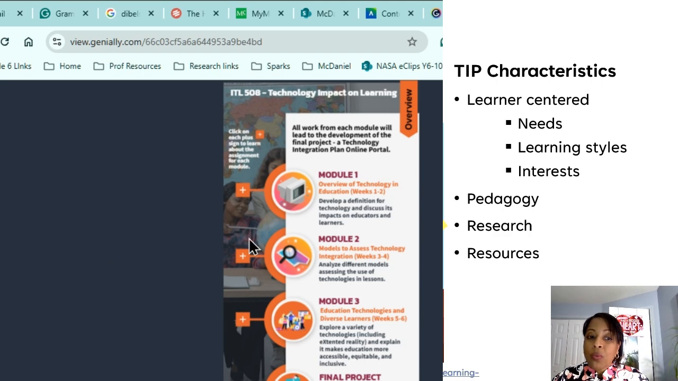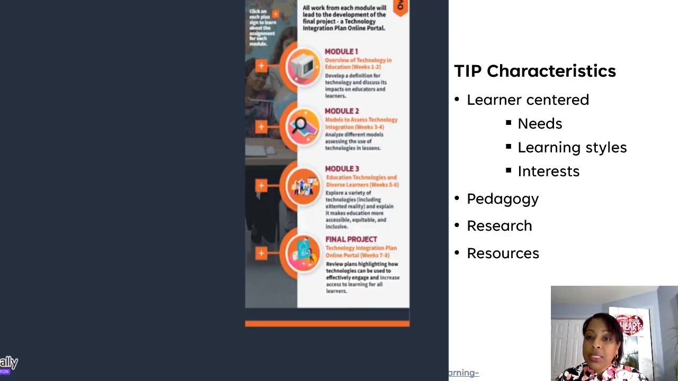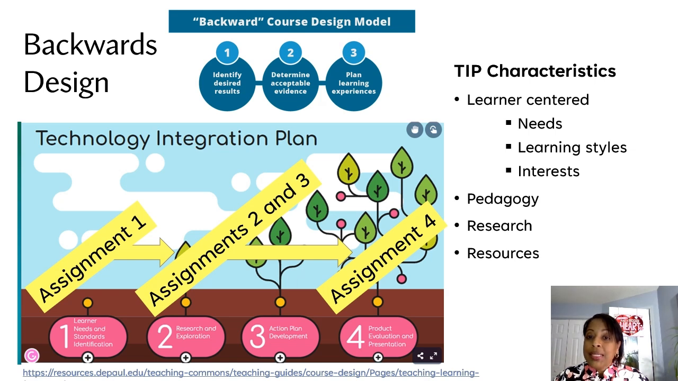So for assignment 1, it's all about the learner. What are the learner's needs, learning styles, interests, and how are you going to address them through your teaching methods? And then in this course, you're going to learn about the research and the resources that will help your learners achieve those standards we talked about before, or master those standards.